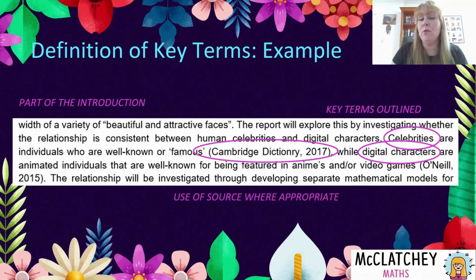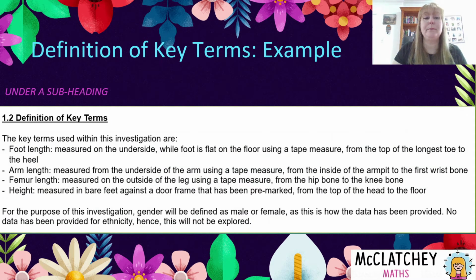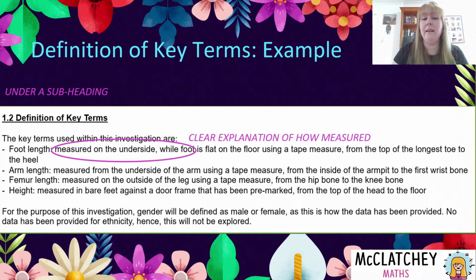They've also used a source, and sometimes that really supports your answers and can add weight to your communication as well. This person, however, is a different student. They've decided to define their key terms under a separate subheading. And so they're actually talking about how the foot length and the arm length are measured. And that's also a great way for somebody, if they're actually going to be repeating your procedure, that they could actually take your key term definitions and follow your procedure in the same way. They've also defined gender as well.